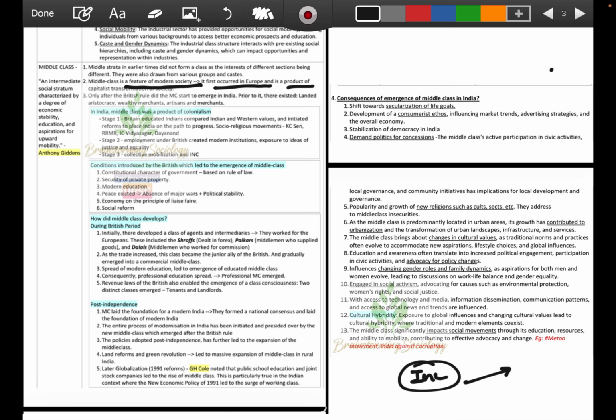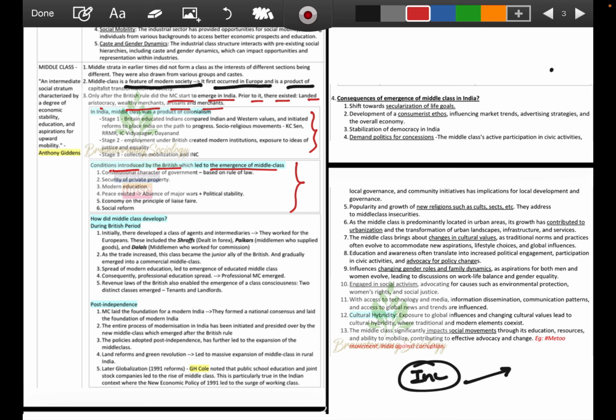Only after the British rule did the middle class start to emerge in India. Prior to it, there existed landed aristocracy, wealthy merchants, artisans and merchants. So in this way, the stage-wise development has also been a product of colonialism. Again, conditions introduced by the British led to the emergence of middle class. So we need to just see how the historical development of middle class has taken place.